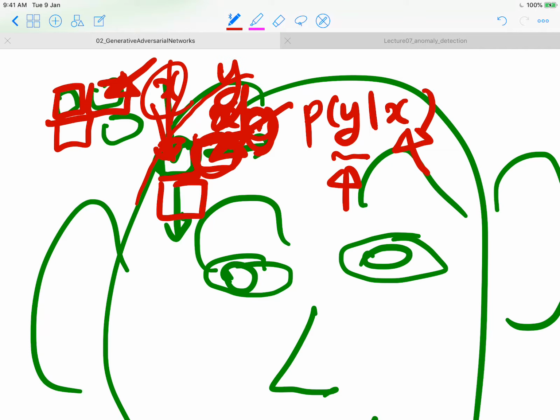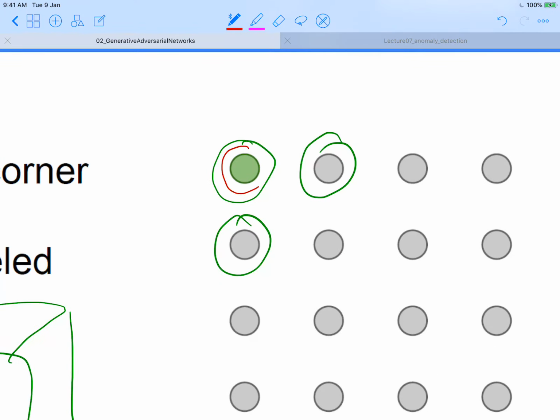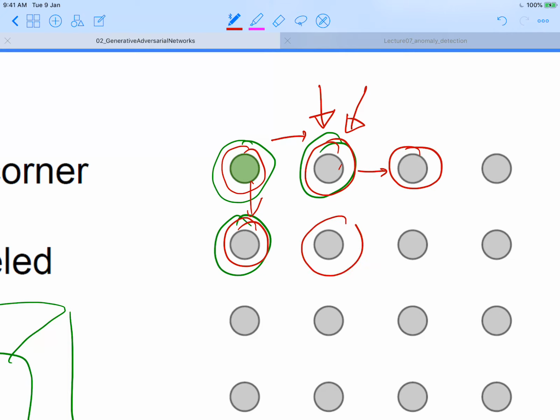This intuition is reflected in pixel RNN. We first generate this pixel, and if it is black, we still have a high chance of generating another black on these two pixels. But if we decide to generate this pixel as facial color, then this pixel should have a similar facial color, and this one should also have a similar color. Those conditional probabilities are modeled by our LSTM model.